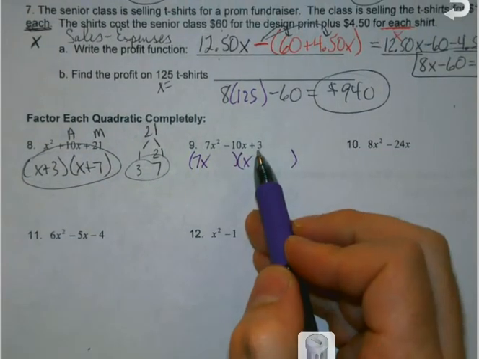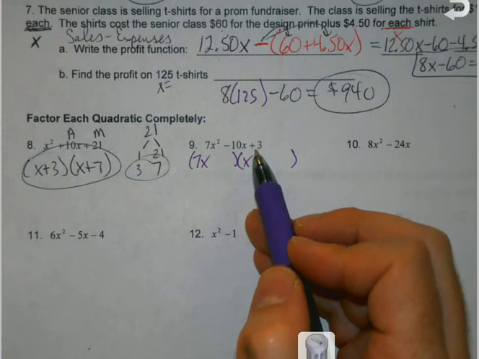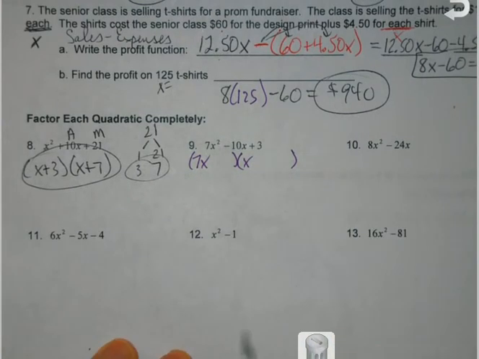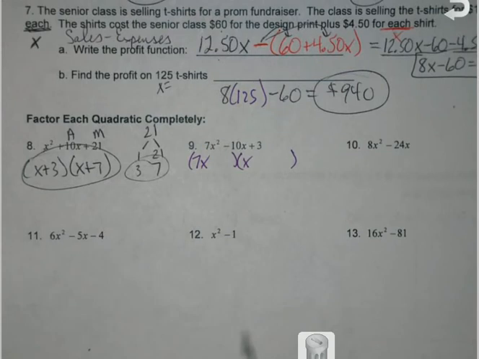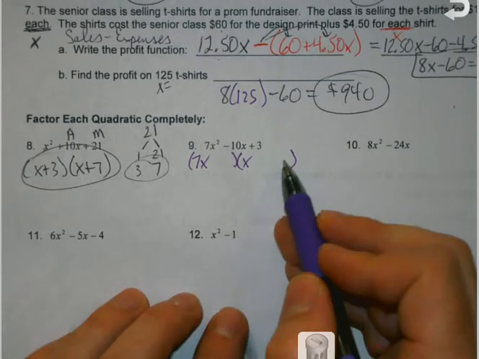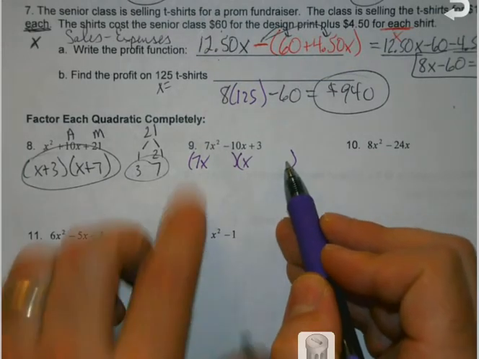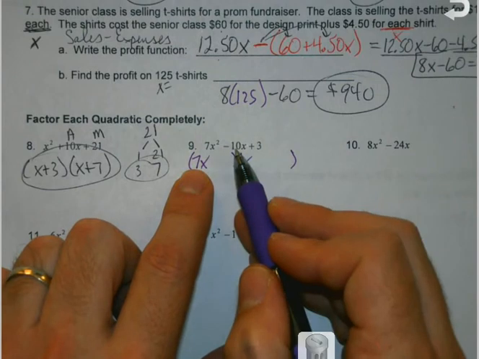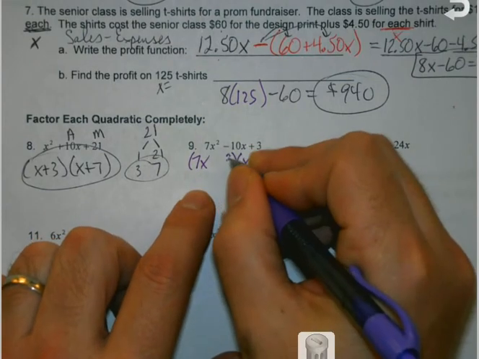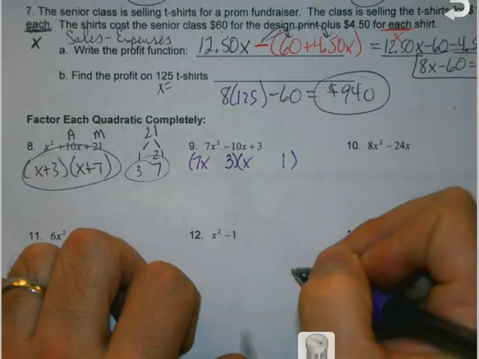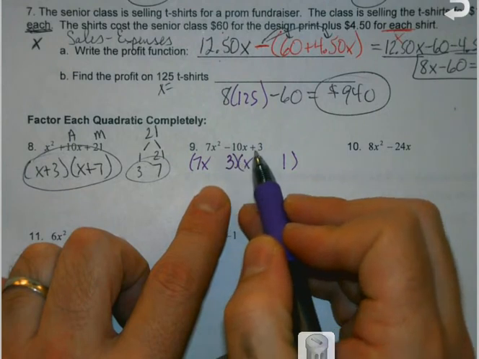How many ways can I multiply to get 3? Well, 1. Okay. But I'd have to figure out where the 3 goes and where the 1 goes. Well, here's where I have to do a little bit of thinking. If I put the 3 here, 7 times 3 is 21. That's going to be too big. So I would put the 3 here and the 1 here, and then I look for my signs.